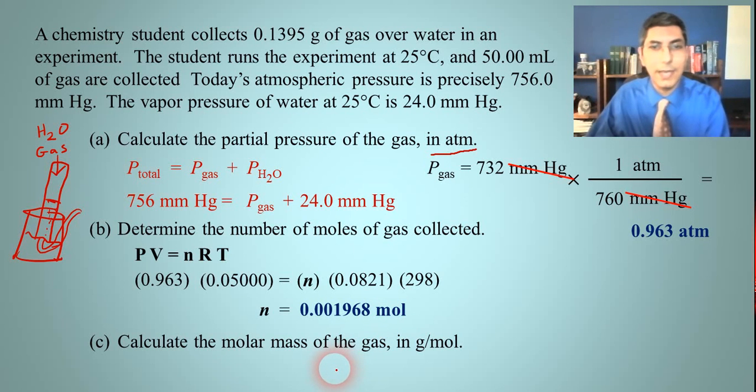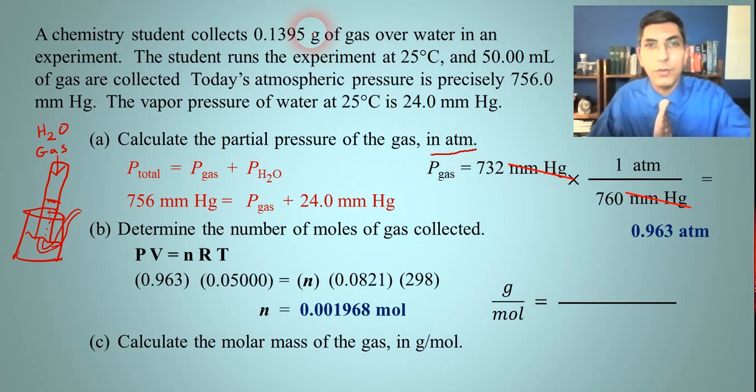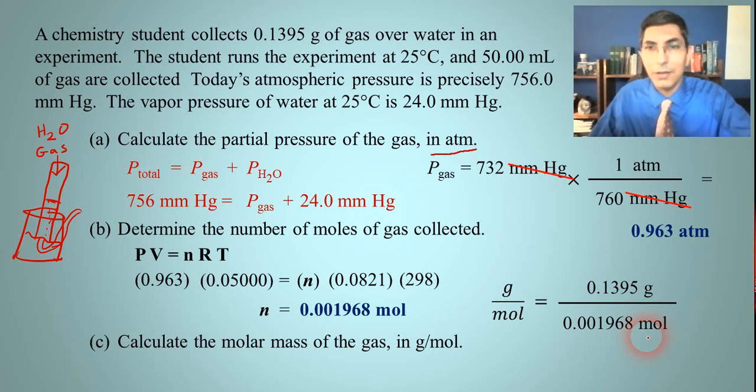So we have the moles. Now, part C says calculate the molar mass of the gas in grams per mole. To do this, remember that grams per mole just means grams divided by moles. The problem tells us how many grams of gas we have. It's up here. And we just figured out how many moles of gas. So we just divide. The grams would be the 0.1395 grams, and the moles of gas will be 0.001968 moles. When you divide that on your calculator, you find that it is about 70.9 grams per mole.